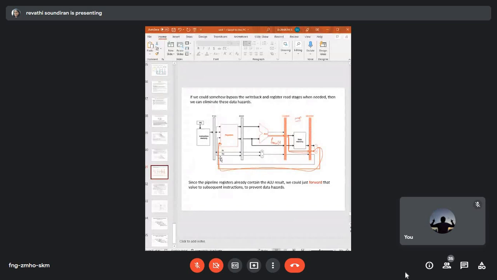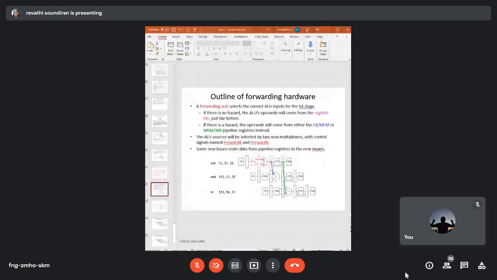So, the problem of data hazard. This is one way of doing it, which is called the forwarding concept. We'll get into detail. This is the outline of the forwarding hardware. It has a forwarding unit that is going to select the correct ALU inputs to the execution stage. That is the hardware concept of your forwarding unit.